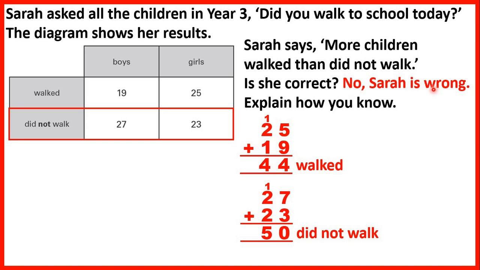Sarah is wrong, because she thinks that more children walked than did not walk. But 44 is not more than 50. So Sarah is wrong. And we've explained how we know using numbers, so we've answered this question.